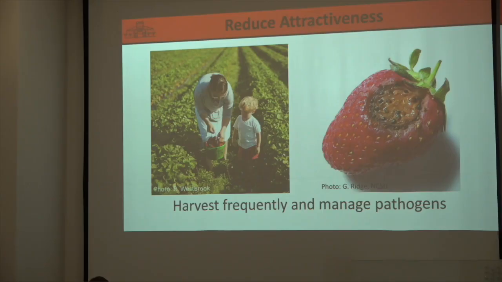So again, not attracting them in, trying to keep those smells that bring them in away helps. So this also means harvesting frequently, not leaving overripe fruit. I know in pick your own operations, it's really hard to keep the fields clean. People bite a strawberry and then throw it on the ground. But as much as possible, the more that you can clean up, you'll keep from attracting them in.